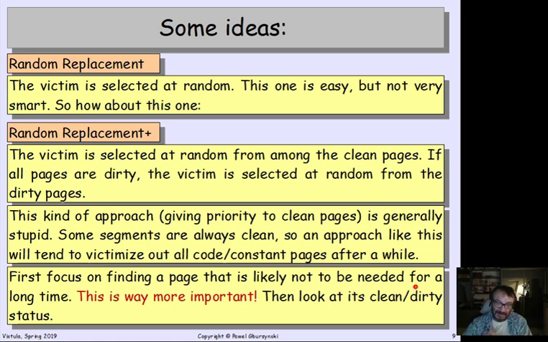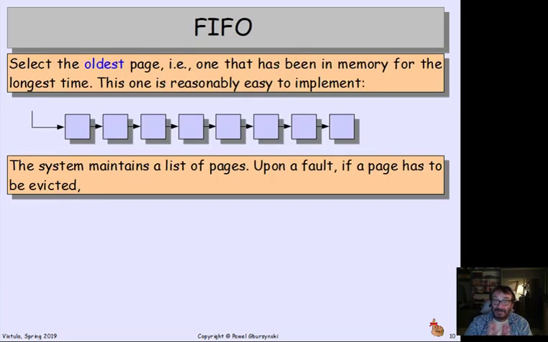So the important principle is to focus first on finding a page that is likely not to be needed for a long time, or that is unlikely to be needed immediately, right? This is way more important. So first we look for a good victim candidate, and then we worry about the cost of removing it. And here we have a simple and reasonably sounding strategy. You need a victim? Select the oldest page, the one that has been in memory for the longest time.